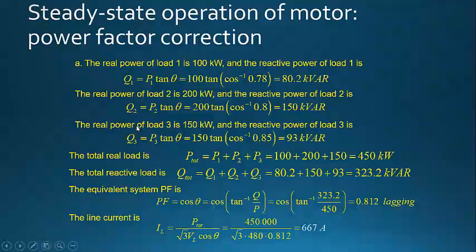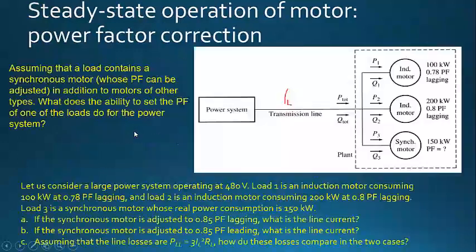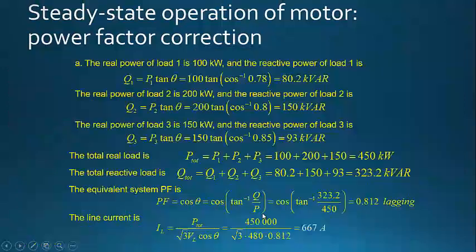Okay, so the second part of the question says that if the synchronous motor is adjusted to 0.85 power factor leading, this time around leading, what is the line current? Okay, so now this power factor is 0.85 leading, the other one was lagging. So what would be the new line current at this particular scenario? So once again, we'll go through the calculations to find Q1, Q2, and Q3.